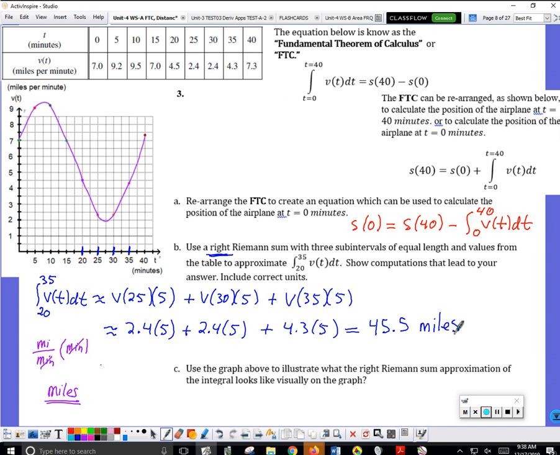Question, Sydney? Wait, so for the units, I get that it's like miles over minute because of the v of t, and then I get that t is minutes, but why wait, what happened to the d? Oh, awesome question. 2 points.